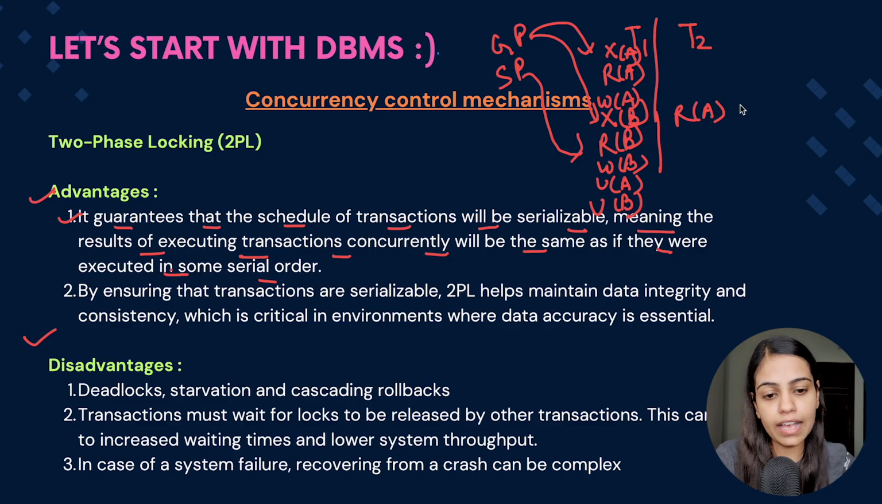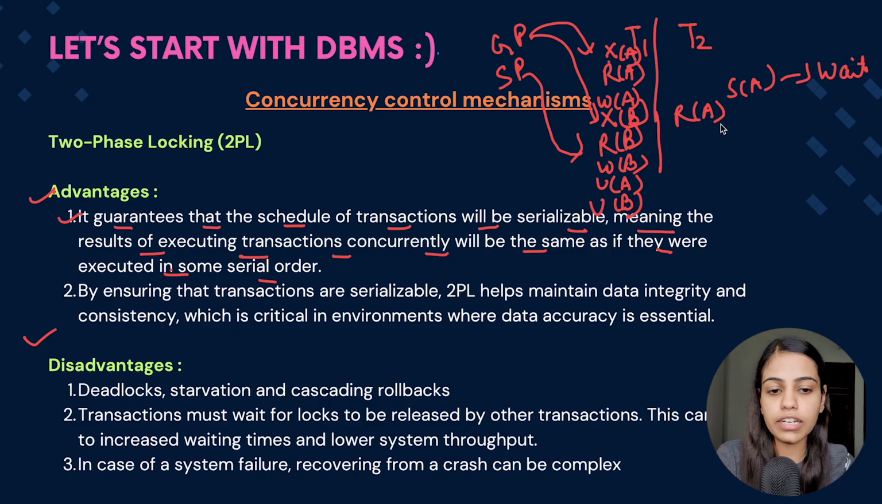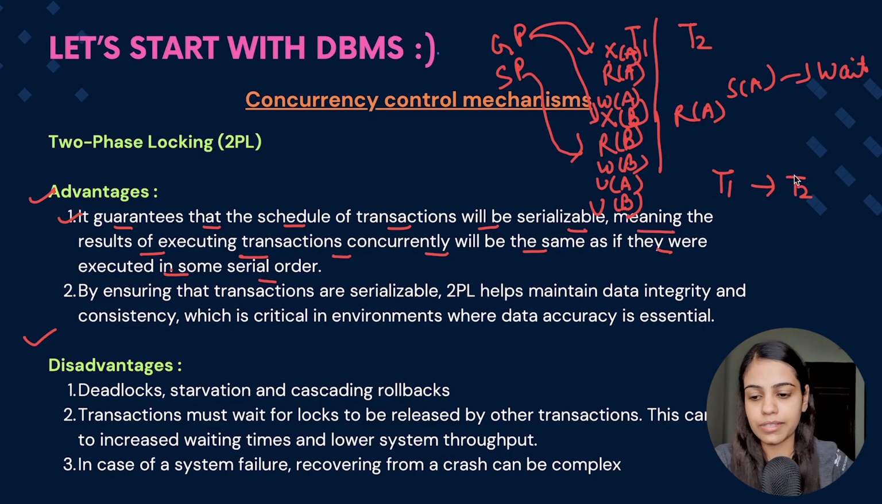But since T2 has a read operation, it will wait for this exclusive lock to be released. Only then can it acquire a lock. So the shared lock on A in T2 will wait for this exclusive lock on A to get unlocked. Only then will the transaction T2 start. Here you can see first the transaction T1 is completed, and only then T2 is started. So there is a serial execution which is established. So there is serializability.